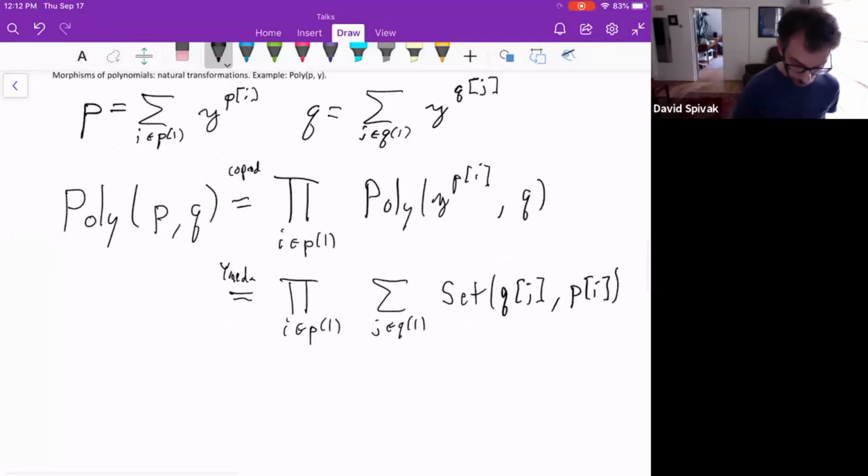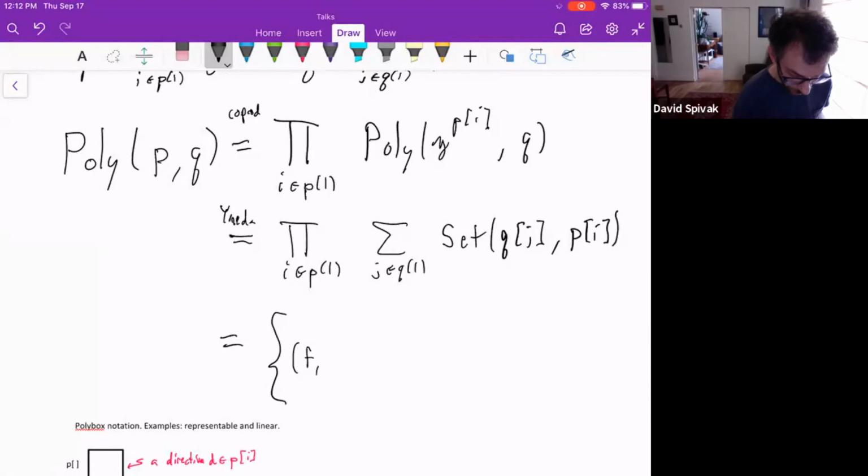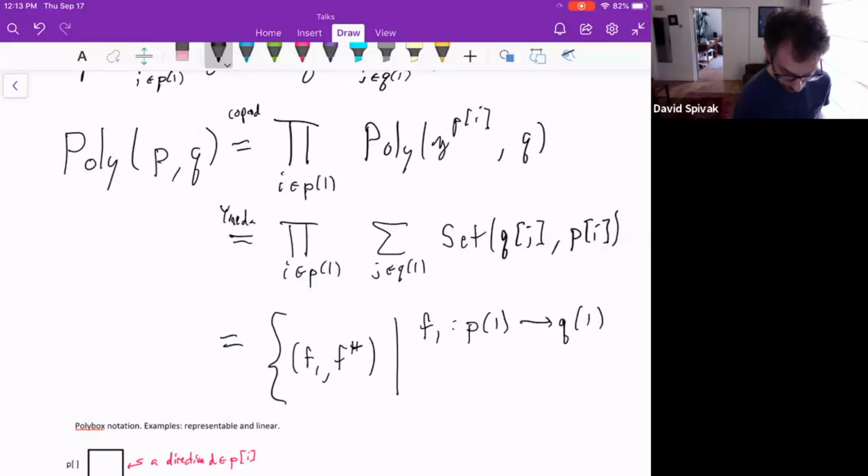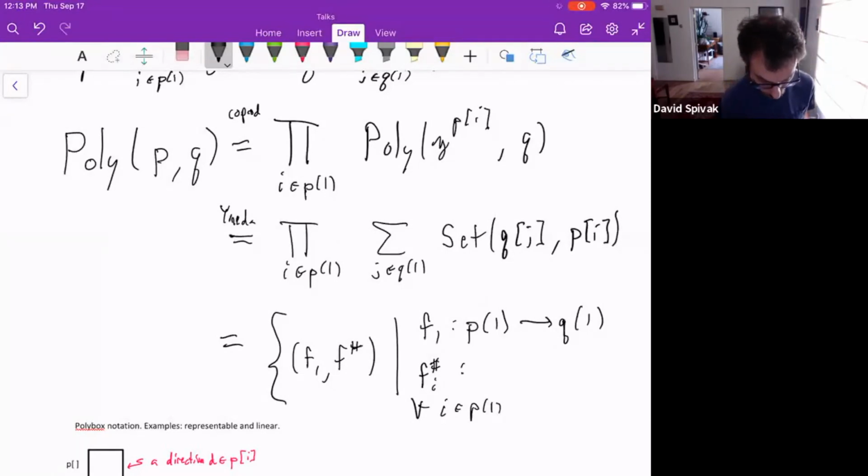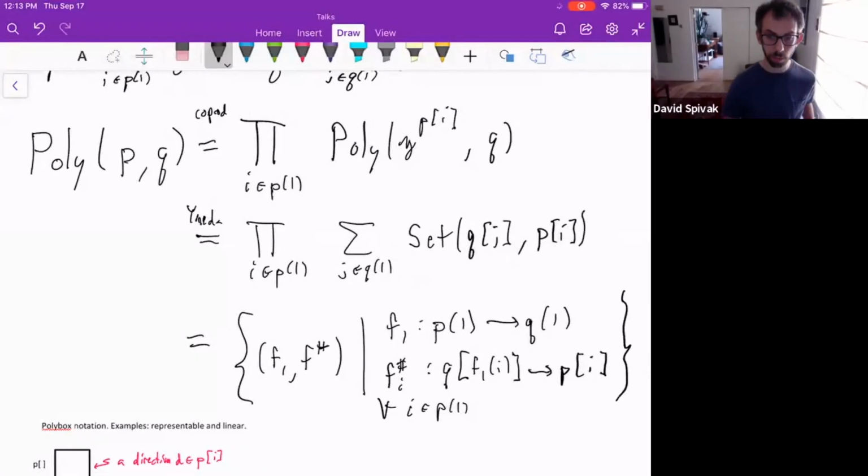And that's the formula. But I'm going to rewrite it one last time in a kind of set builder notation. It's a set of pairs F1, F sharp, where F1 is a map on positions. It takes every position of P and gives you a position of Q. And then F sharp is a dependent function. So for all I in P of 1, I have an F sharp I, and it's a function from Q bracket J, F1 of I to P of I. And that's another way of writing the set of polynomial maps. You give a map on positions from P to Q, and then you give a map back from Q's directions back to P's directions.